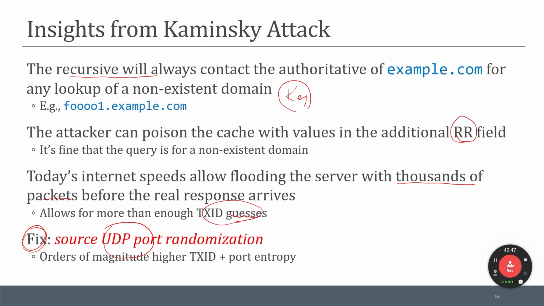And if you combine the randomization of the transaction ID, which is 2 to the 16, with the UDP port, 2 to the 32, slightly smaller than that, I guess, right? Because of the reserved ports, well-known ports. If you combine these two cases, then the difficulty of correct prediction would be orders of magnitude higher because of higher entropy.